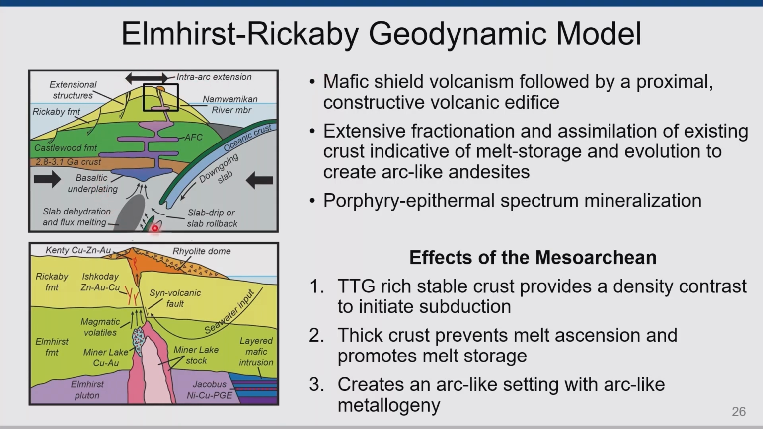We have mafic shield volcanism followed by a constructive volcanic edifice, extensive fractionation and assimilation, so AFC processes. And what this really indicates is that the crust is likely in compression. It's either thick and or it's in compression because you need to store melts in the crust in order to make these kinds of rocks.